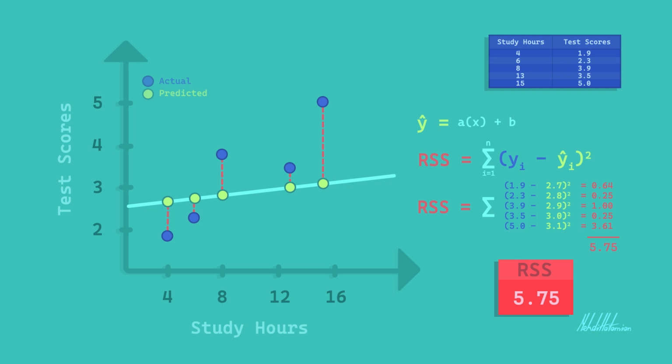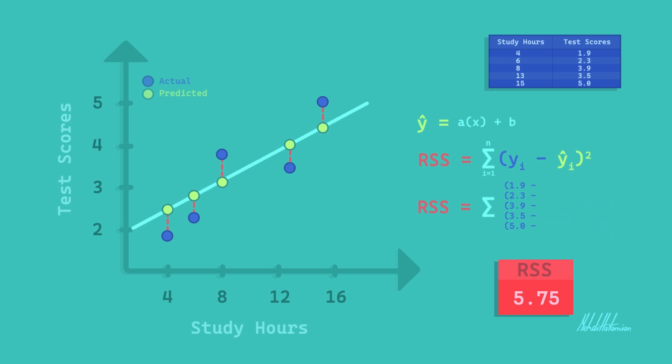And finally, both the intercept and slope are adjusted together, resulting in a significant reduction in the residual sum of squares to 1.86. Machine learning stops the fitting process when it reaches the minimum RSS or when further adjustments result in negligible improvement in the error.